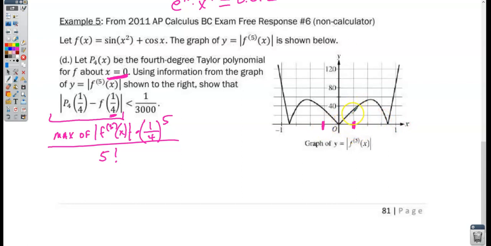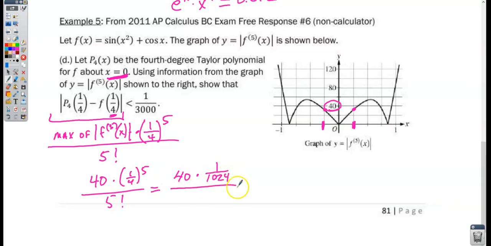Now, I can see that the maximum value is one of these two values right here. Those are probably the same value. I can't tell exactly where that is on the graph, but I know for sure that it's less than 40. So I'm going to put 40 in here. And then I'm going to calculate this value. This is a non-calculator section, so I'm going to calculate this without a calculator.